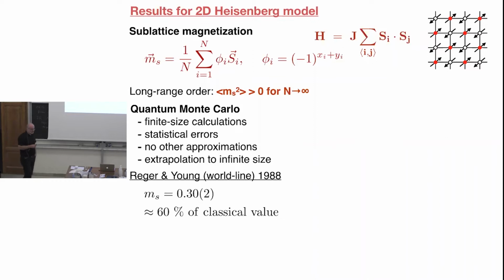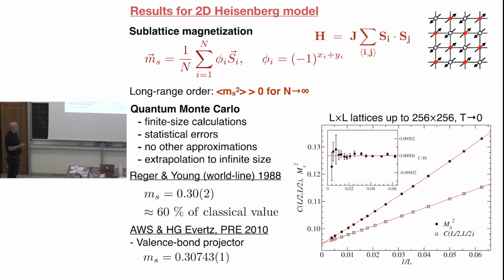So this was first done with these so-called world-line methods by Peter Young and his postdoc, Josef Reger, a long time ago now. And they got this result, that the staggered magnetization is about 0.3, which is 60% of the classical value. If you think of the classical value as what you would have with classical vectors of length 1/2 or something like that. So it's a substantial order, but that order is reduced by quantum fluctuations. And they did system sizes up to 12 by 12, I think.